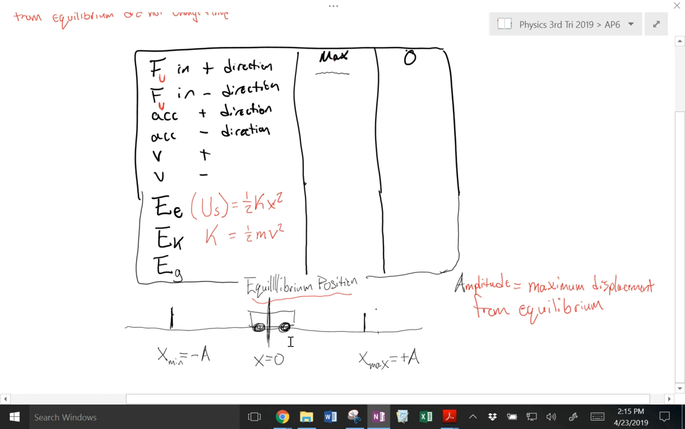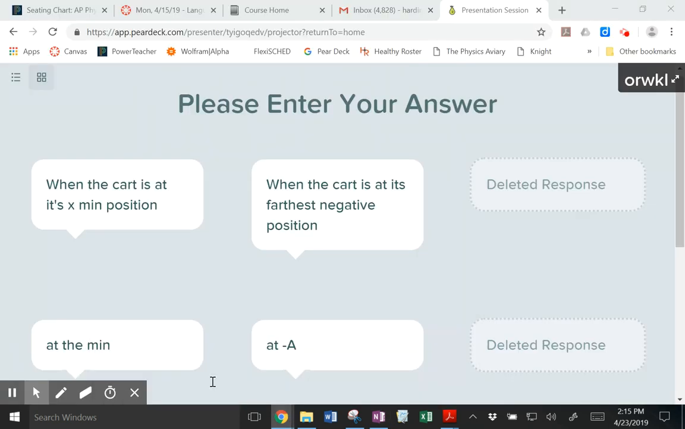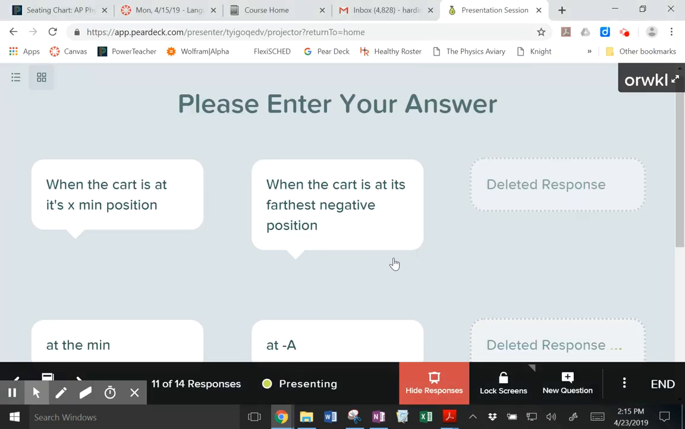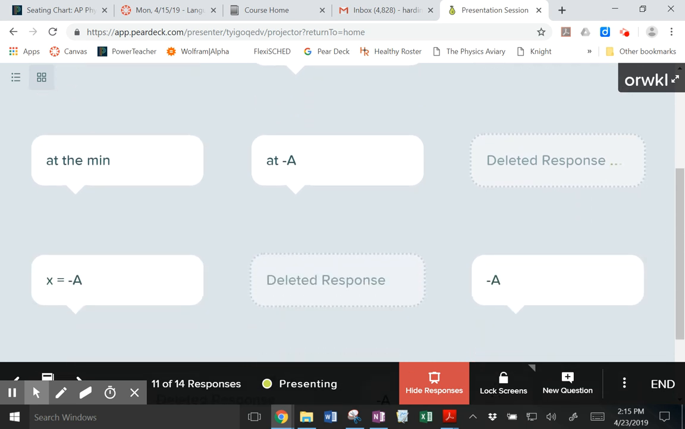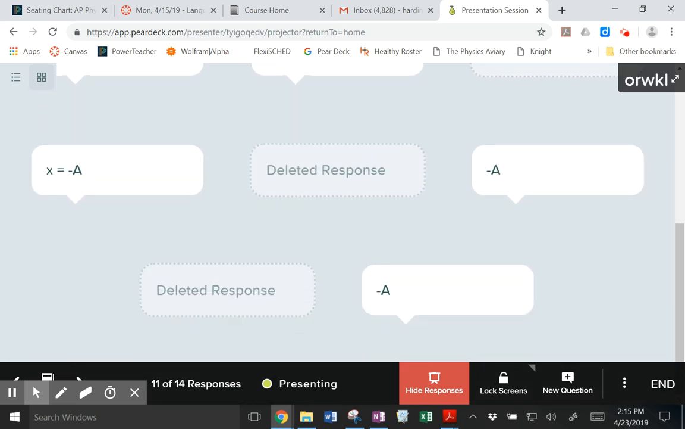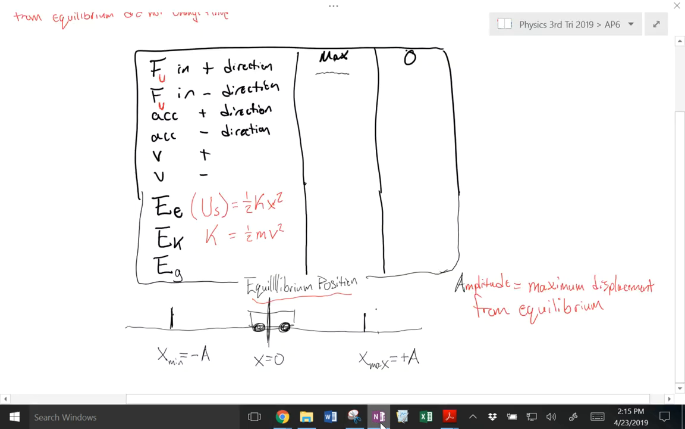Let's see what our friends are saying now. Farthest negative position, x equals negative A at the min, negative A, negative A, and a bunch of redacted responses there. But yeah, that's kind of what's happening here. When you take it to the farthest left position, your force is going to be at its most positive. When you're at that spot, you're going to have an F that points that way. So that's negative A.